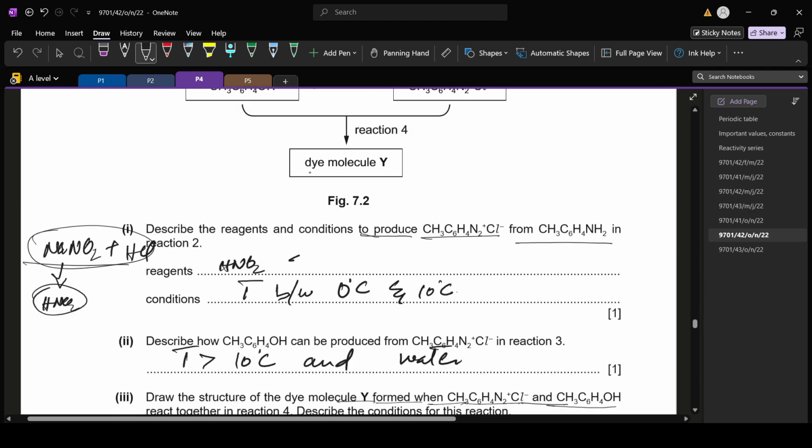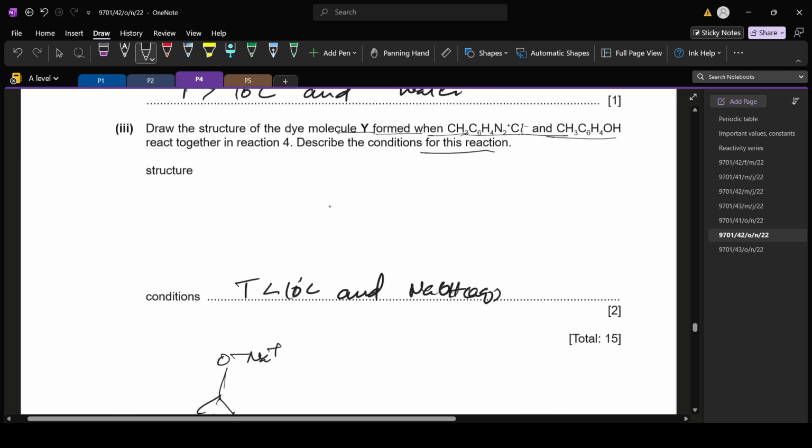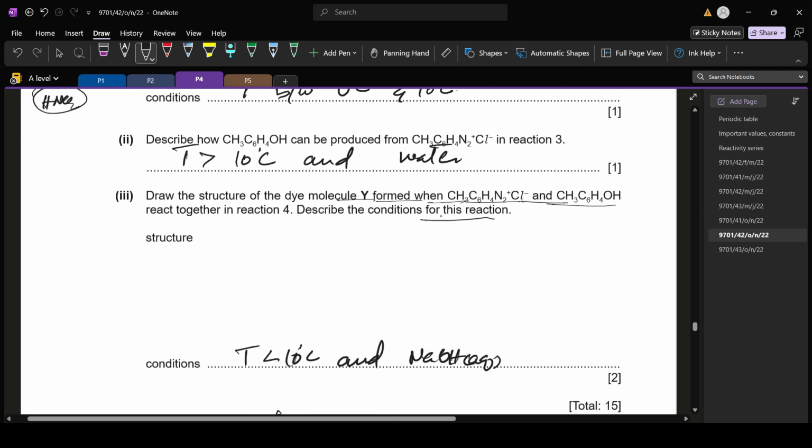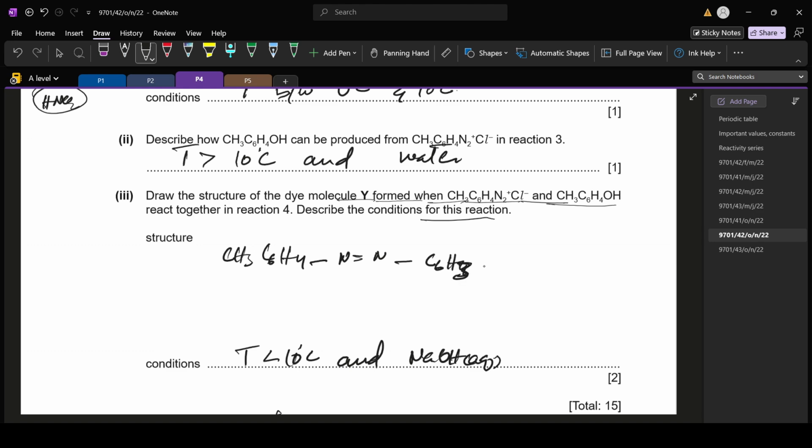So what will be the structure of dye Y? Firstly we will have this group, CH3C6H4, and then you have this azo group, and then you have C6H3 and CH3OH. Okay, so this is your structure.